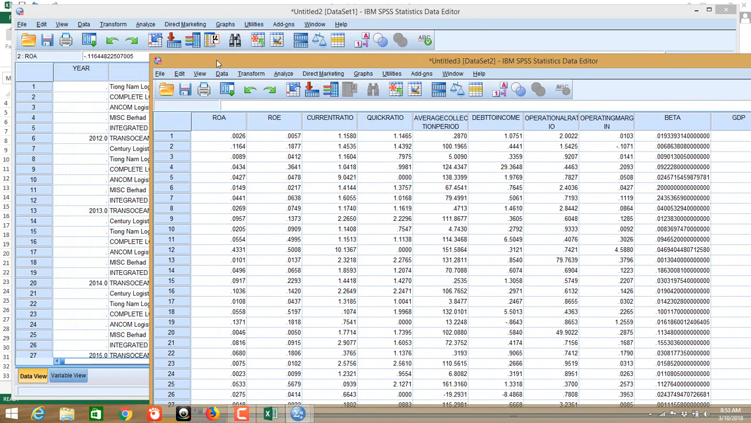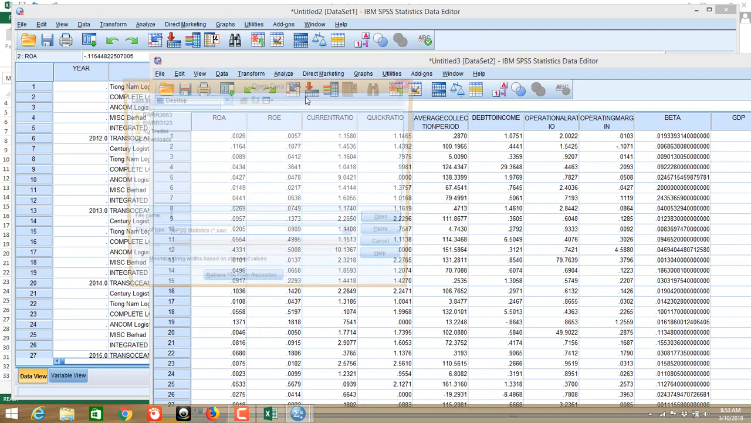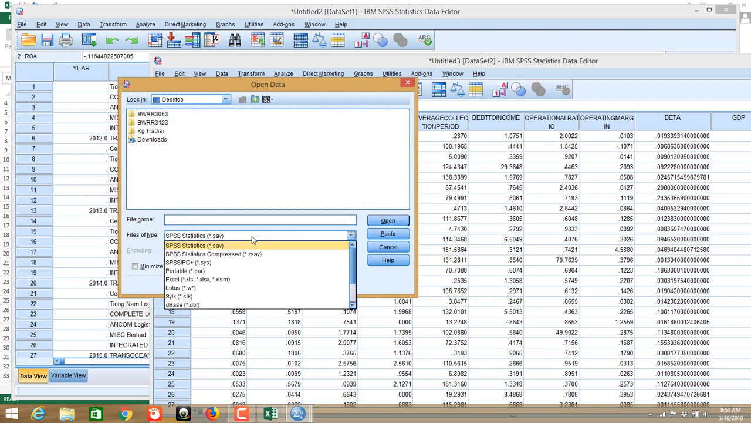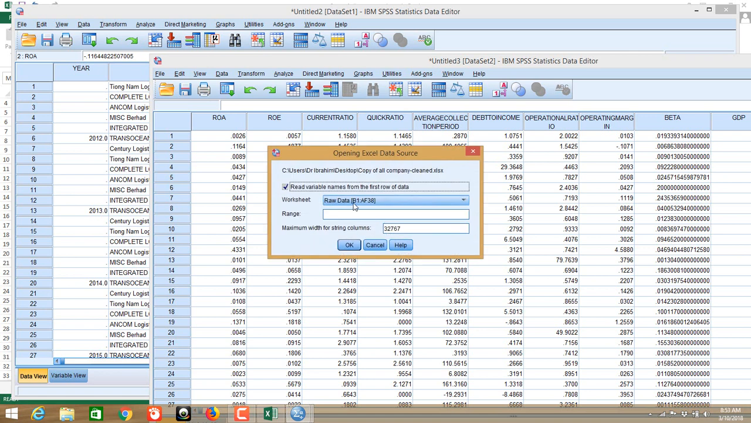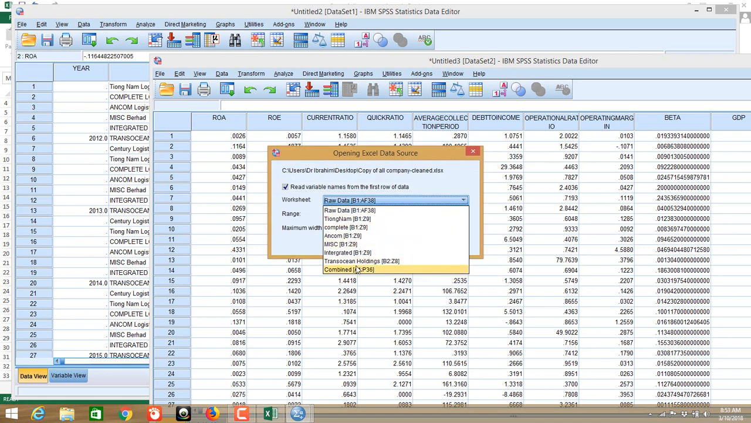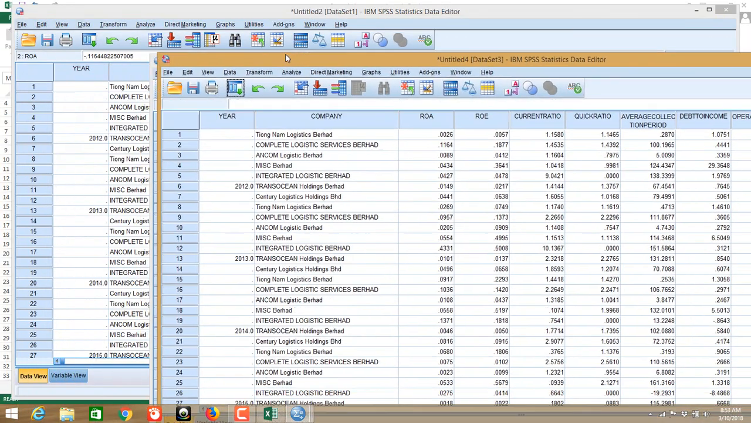Okay, now let's start from the beginning again, yeah? Okay, then we go for File. Then you go for Open, Data. And then you go for Excel, correct? And then you locate your file, the one that we just cleaned just now. We removed all the negative signs and then you open. And then you choose your sheet. Alright, my sheet is Combine. Okay. Alright, it was something like this.